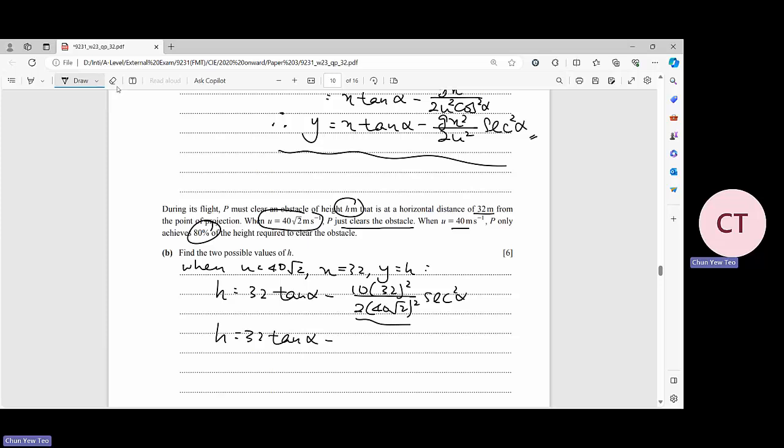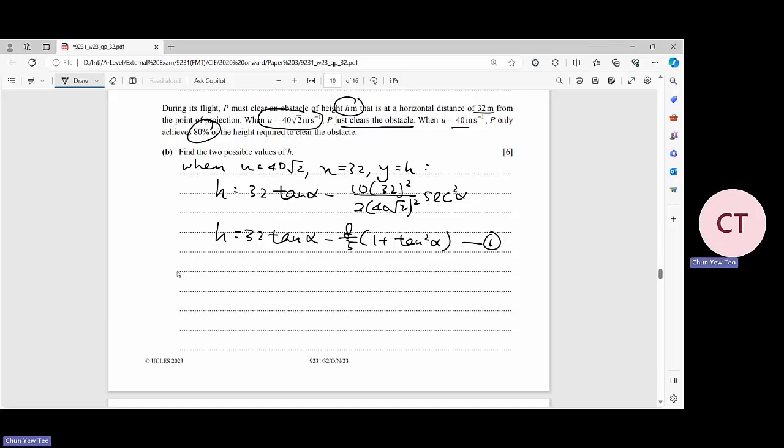You have just copy down this first few statement. This one a bit troublesome. We simplify them. So if we simplify them, you will get this one as 8 over 5 of 1 plus tangent square alpha. That will be my first equation. Then when u is equal to 40, x is equal to 32, and the y is only 80%. 80% is 4 over 5 of the height achieved. Okay, so this is another information.